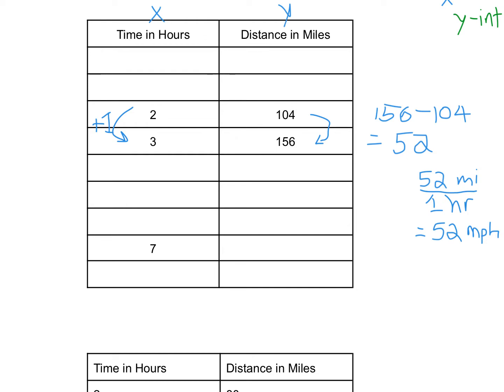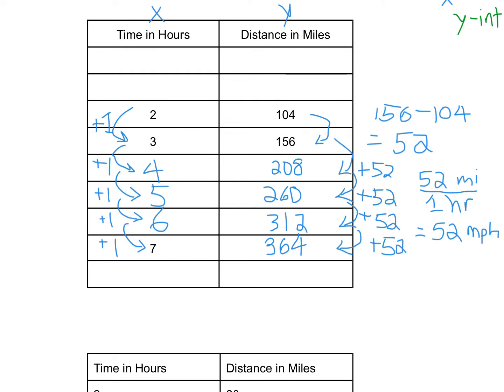One method is just to continue adding 52 to each thing, since it's 4 hours, 5 hours, 6 hours, 7 hours. So at 4 hours, we see it's 208, 5 hours, 260, 6 hours, 312, 7 hours would be 364. Notice I'm adding 52 each time to my miles because I'm adding 1 hour each time, right? 52 miles per 1 hour. So since these are counting by ones, that's why I'm counting by 52s. If I was counting by twos, then I'd have to count by 104s each time because it's 52 miles every 1 hour. So be aware of that proportionality.